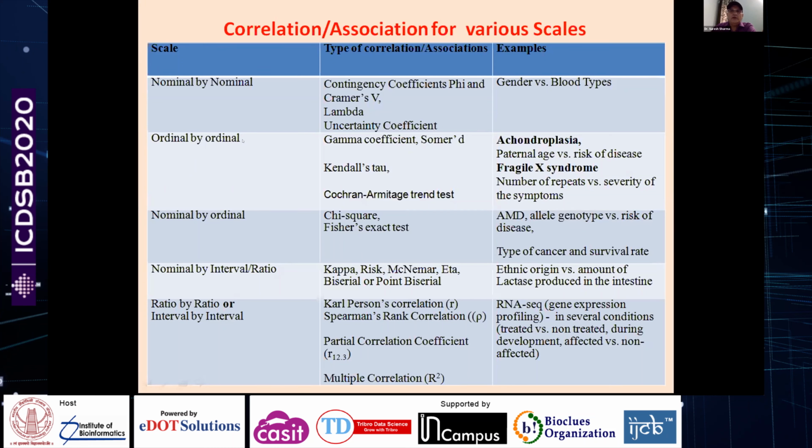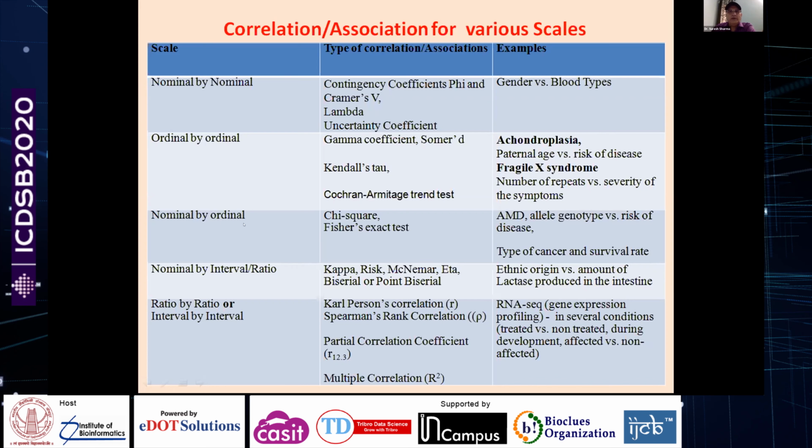Similarly for ordinal by ordinal, an example is parental age versus risk of disease. Risk of disease is mild, moderate, severe, so it's ordinal. Parental age can be put into, let's say, 30 to 40 years, 40 to 50 years, and more than 60 years, something like that. So this is all categorical.